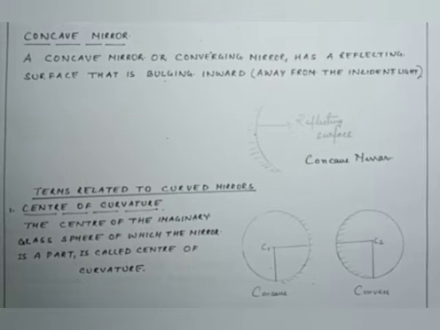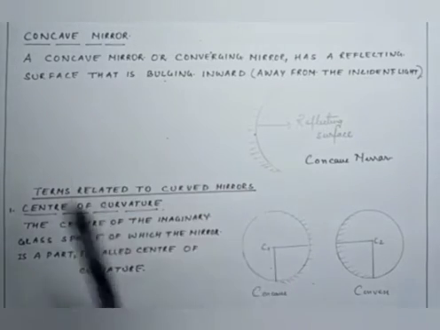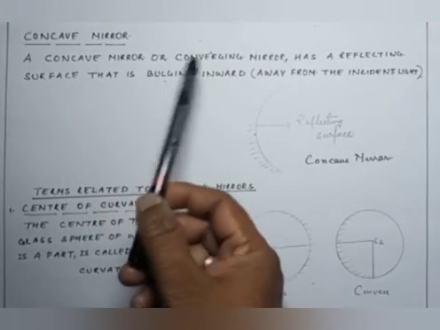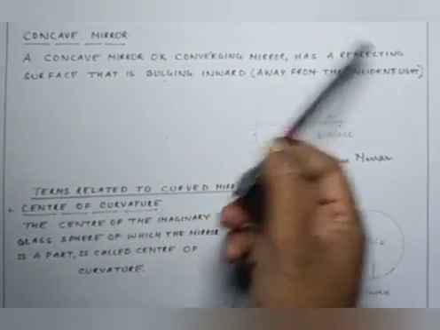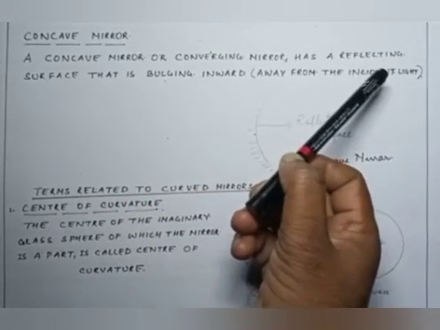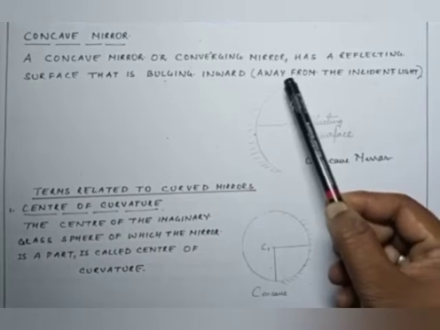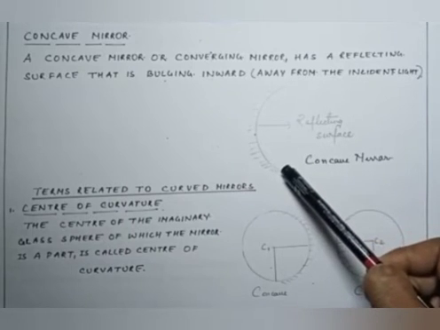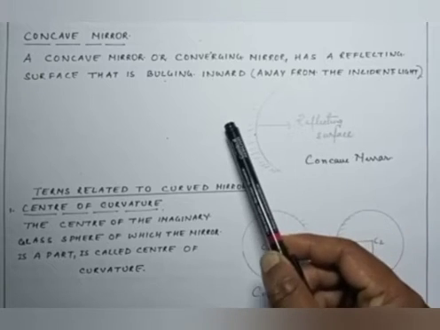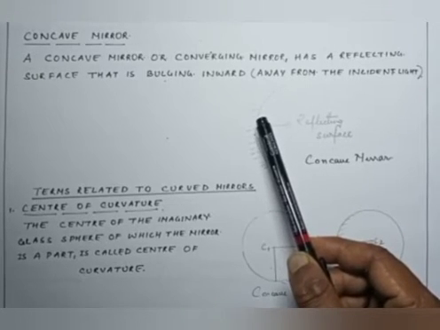Let us move to another topic, that is concave mirror. What are concave mirrors? A concave mirror or converging mirror has a reflecting surface that is bulging inward away from the incident ray. It is bulging inwards, and this is a reflecting surface, and this is a source of light.